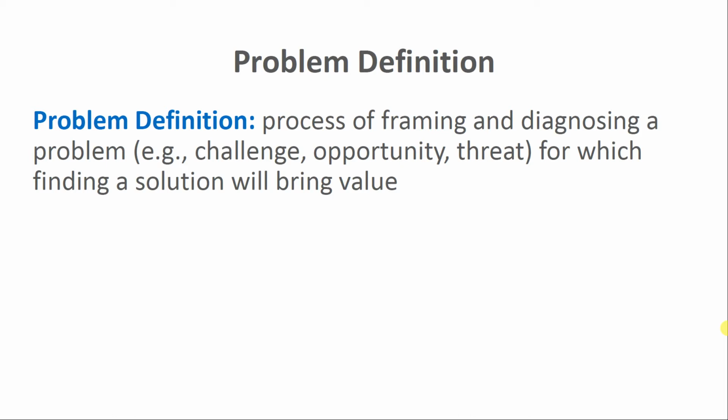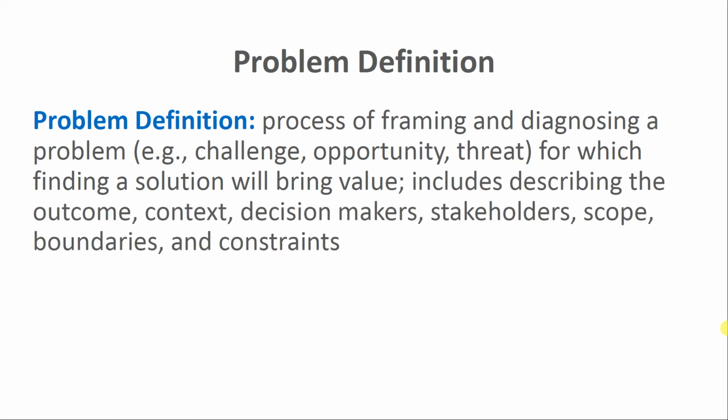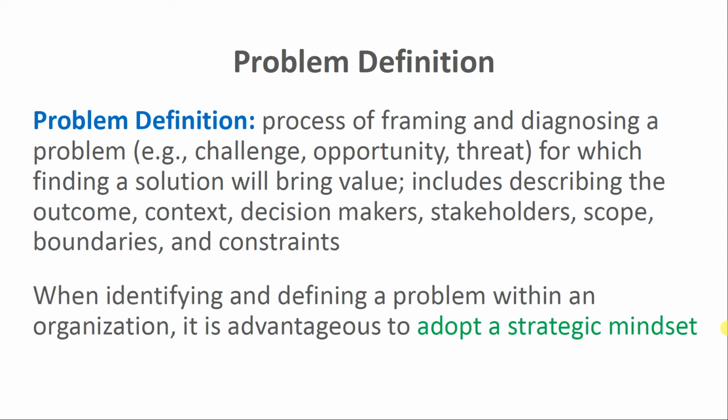Now, it's important to recognize, too, that with problem definition, we really want to frame and diagnose a problem for which finding a solution will bring some kind of value to our unit, to our organization, or a community more broad than that. So, problem definition includes describing the outcome, the context, the decision makers, key stakeholders, the scope and boundaries, as well as any constraints. Now, when identifying and defining a problem within an organization, it really is advantageous to adopt a strategic mindset.